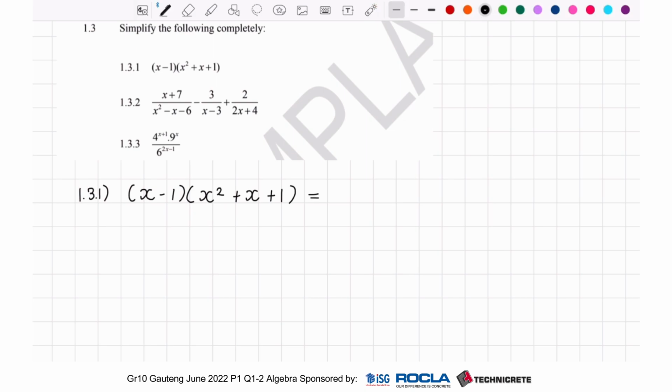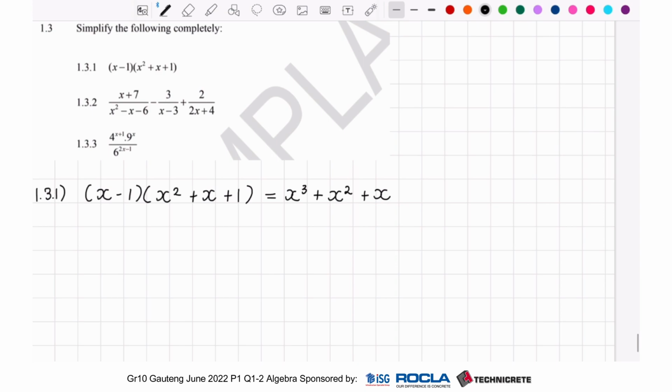So when I'm multiplying the x first, I have x times x squared, which is x cubed. X times x is x squared, and x times 1 is x. And then when I'm multiplying negative 1 by everything, my first term is going to be negative 1 times x squared, which is minus x squared. Negative 1 times x is minus x. And negative 1 times 1 is negative 1.